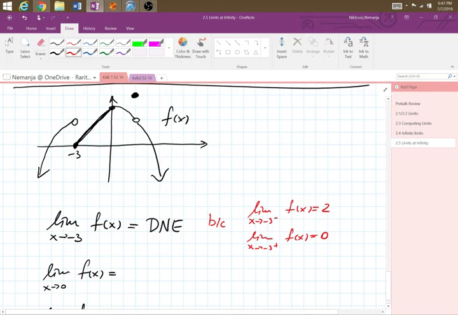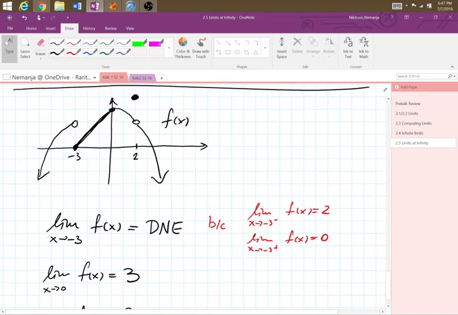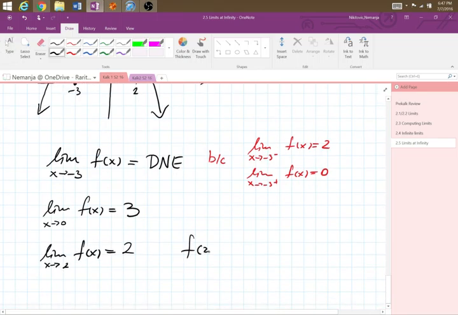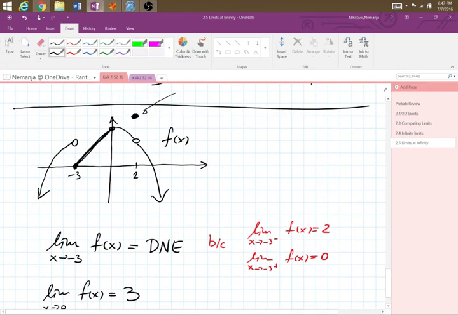Now how about x goes to 0? 3. Limit is 3. Left limit goes to 3, right limit goes to 3, and we are good. Now how about number 2? x approaches 2. What is the limit? 2. Nice. The limit is 2, because both left and right limits are approaching value 2. Now what is the value of the function? What is f of 2? 4. Good. f of 2 is 4, because that's where the value is.